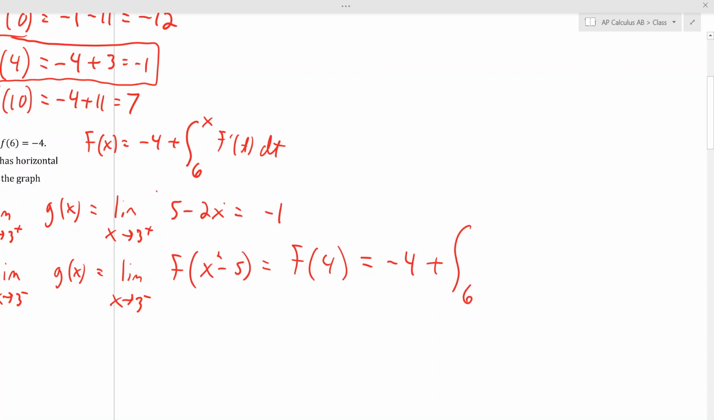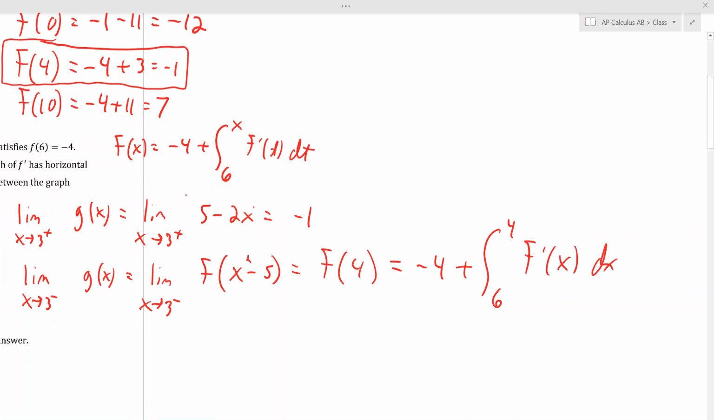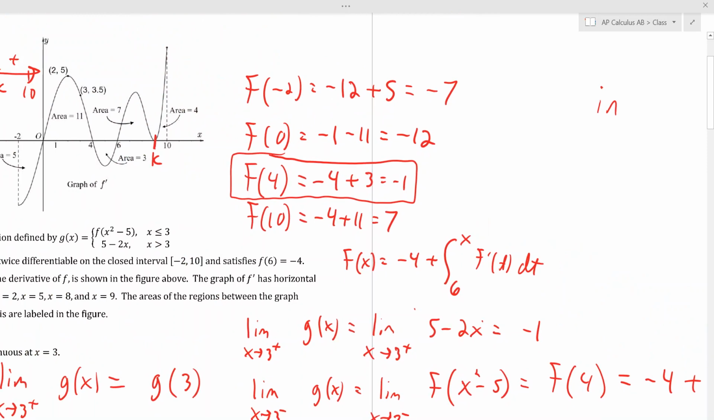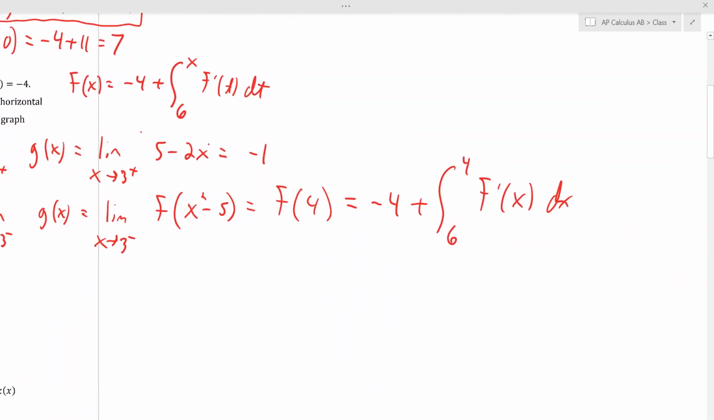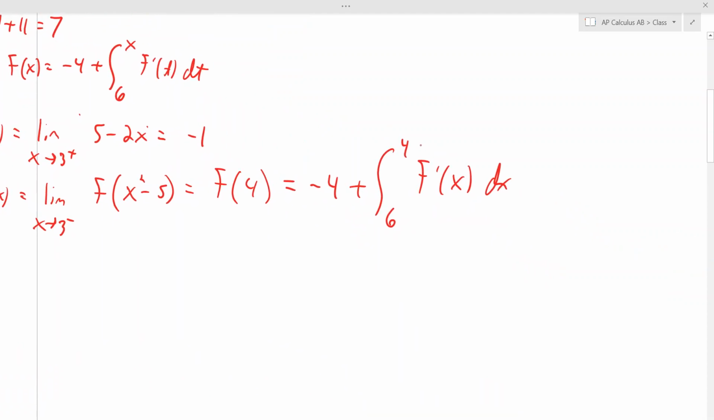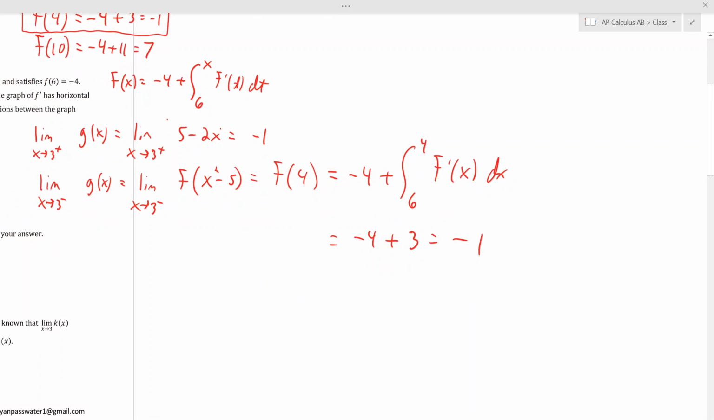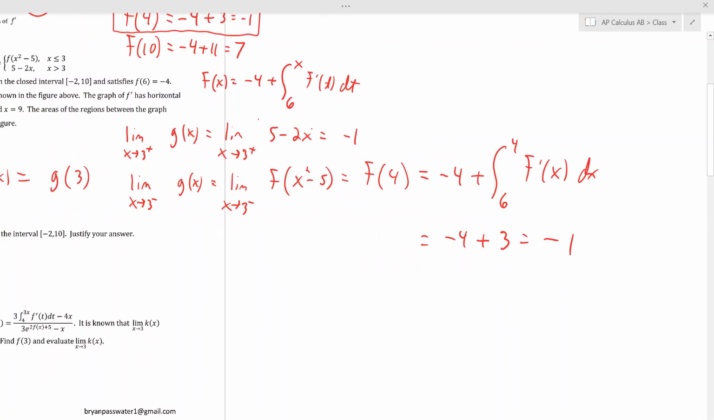And again, we already know it's -1, so you could say that, but they're going to want to see you show some work. If you don't, you're going to lose a couple points. It's not going to be the end of the world. But this is how you would show that. So we got to integrate from 6 to 4 of f prime of x dx. And because the area between 4 and 6 right here is -3, the integral is -3, but we're going backwards. So f of 4 actually equals -4 plus 3, which is -1. So that shows that the right-hand limit and the left-hand limit are the same value.